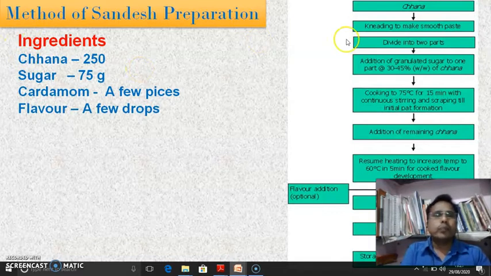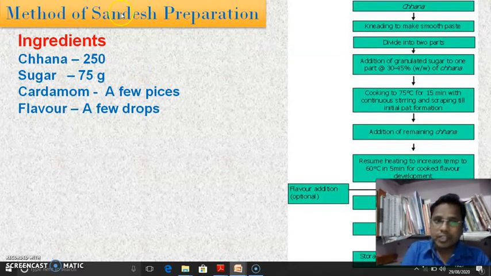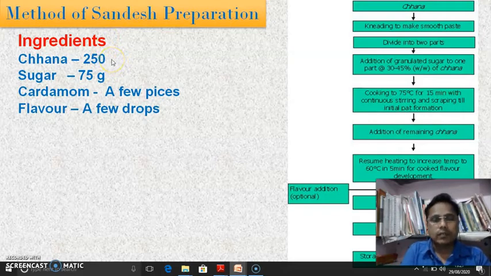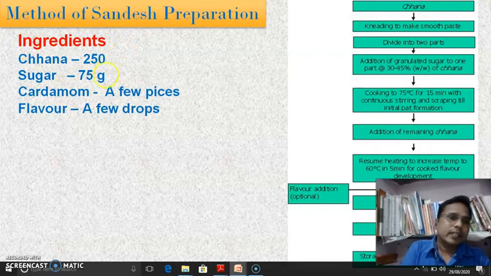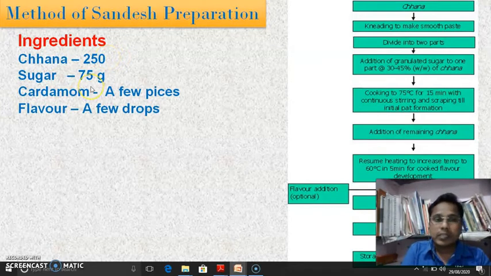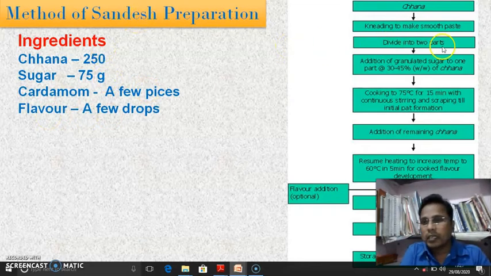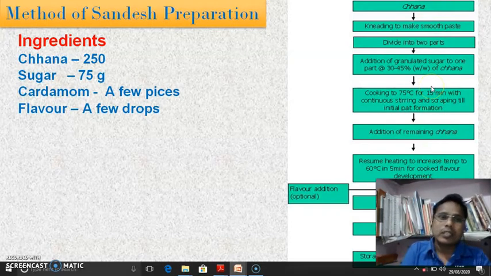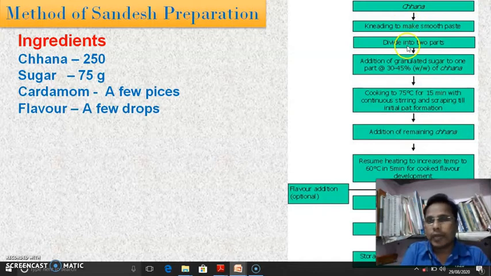So if we want to prepare channa sandesh, we have to take the channa, and for the preparation of sandesh, if we take channa 250 gram, in that case we have to take sugar 75 gram, a few pieces of the cardamom, and a few drops of the flavor, and the sandesh is prepared in this way, by using this flow diagram. You may also prepare the sandesh by using the same flow diagram. It's a very simple process.